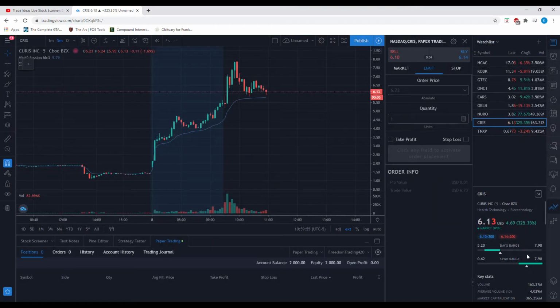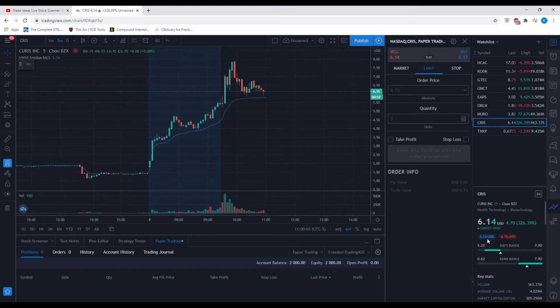Now over here in the bottom right hand side we have our level 1, which is going to be really important here. You can see this stock CRIS is currently 614 by 615, and that's the maximum depth of information that you're going to get. You're only going to get level 1. After all, this is a free simulator that gives you more or less real-time data. Who can complain about that?